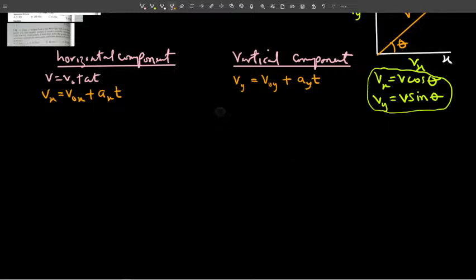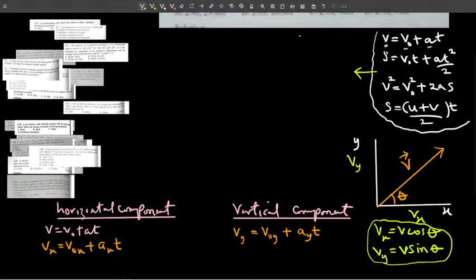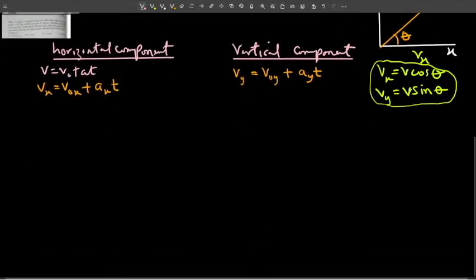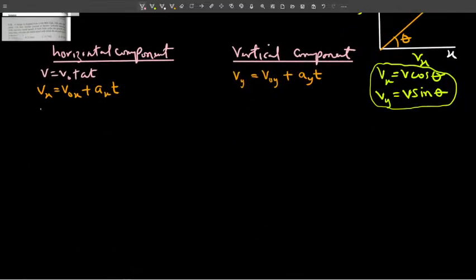Okay. Let's see the second formula. The second formula we have here is S equals v naught t plus at squared over 2, right? I can write this as, let me write it up here.